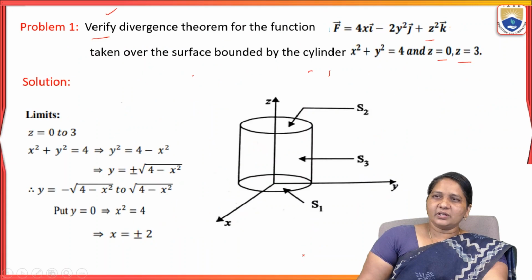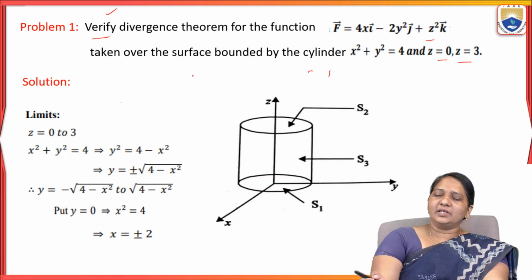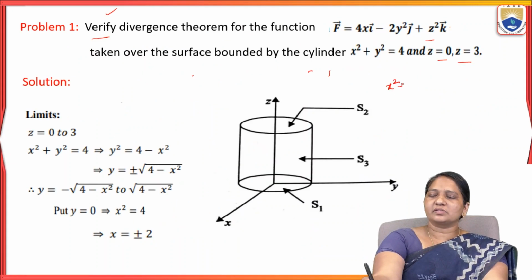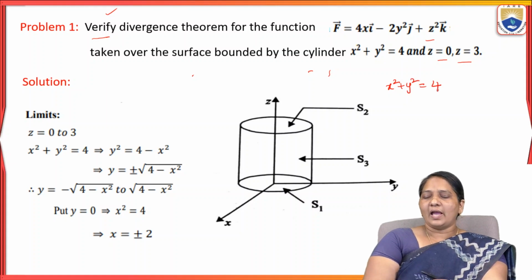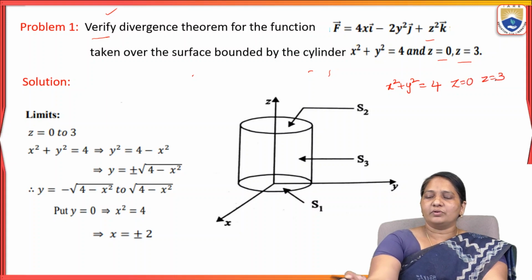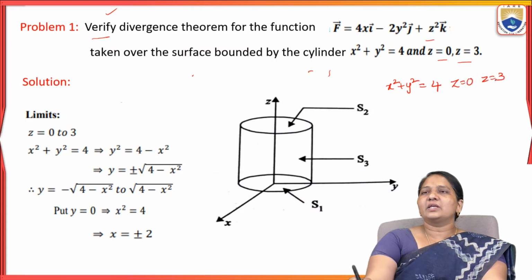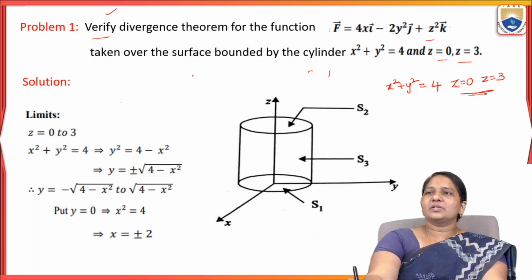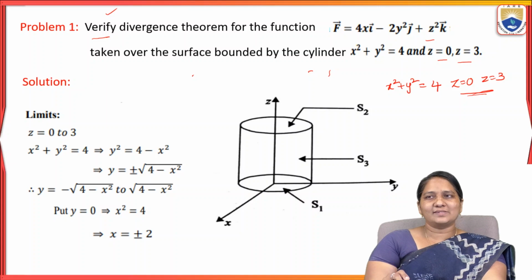We can observe here they gave the cylinder. What is the cylinder? x square plus y square equal to 4. And we have the limits z equal to 0 and z equal to 3. So here we already know the z limits, so there is no issue with the z limits. We can take it as it is.